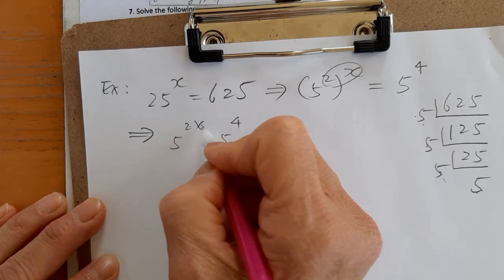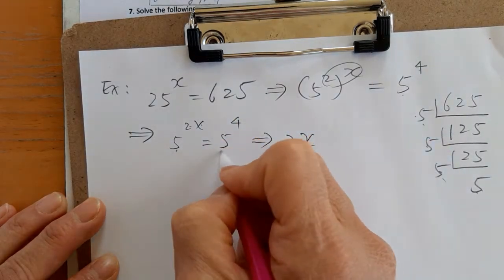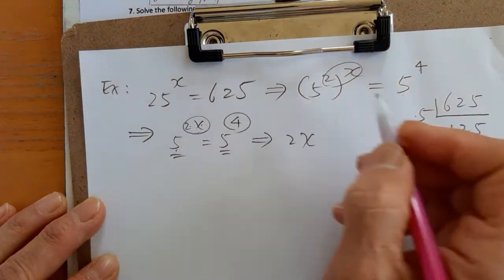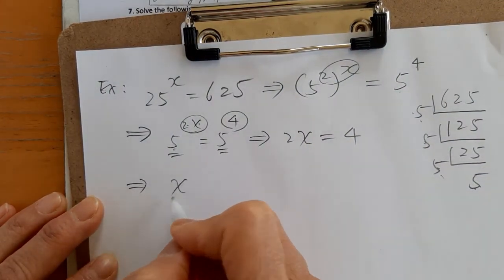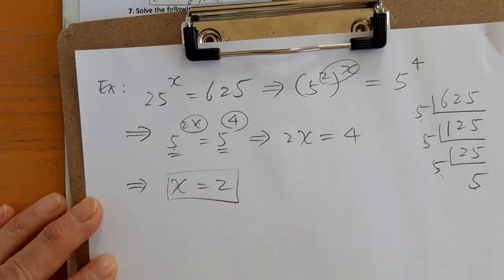Then 25, same base is 5, so the exponents should be equal. 2x equals 4. And then divide by 2. And so you get x equals 2.